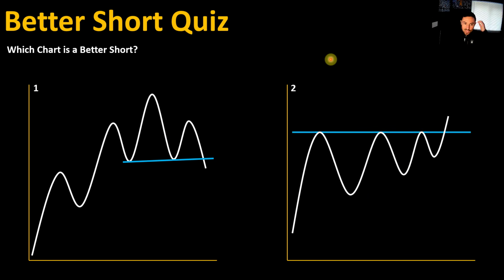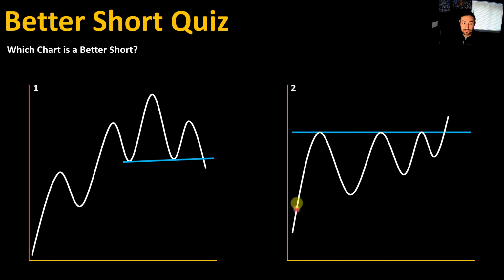So now I've got a little quiz for you. Which chart is a better short? Is it chart number 1 or is it chart number 2? What do you think? Well, chart number 1 is what pattern? It's head and shoulders top, isn't it? Left shoulder here, see the left shoulder? Hopefully this really stuck out to you now. Learning something in these YouTube videos. See this? Left shoulder here, then you have the head here, then you have the right shoulder here, and then it's breaking down through the neckline.